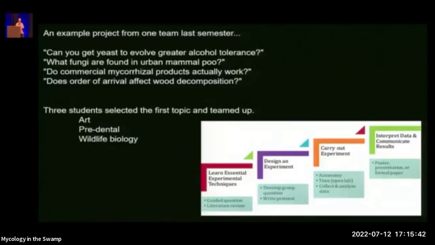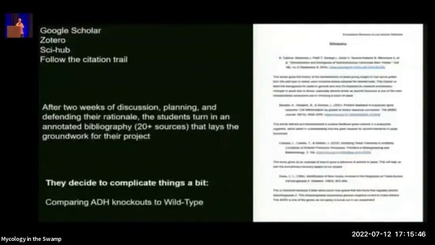Well, there's a lot to do. They've got to learn the essential experimental techniques. Some of those techniques are, to start with, how do we do research? How do we find out what we don't know about this right now? Where do we find our methods? And so they've got to learn about Google Scholar and Zotero, not Mendeley, because I'm a good person. And Sci-Hub, again, because open science, and I'm also chaotic good.